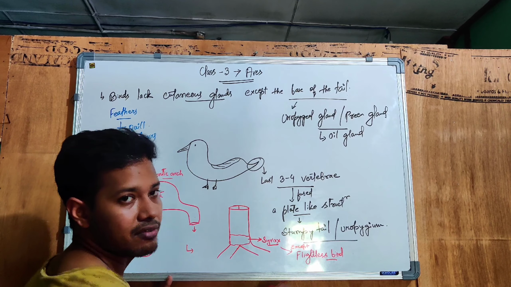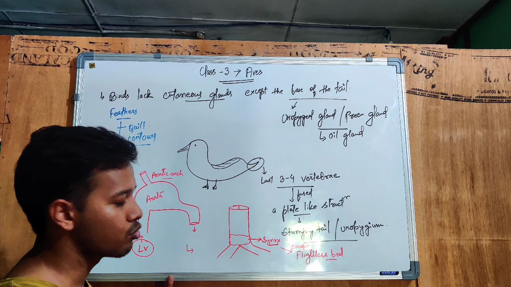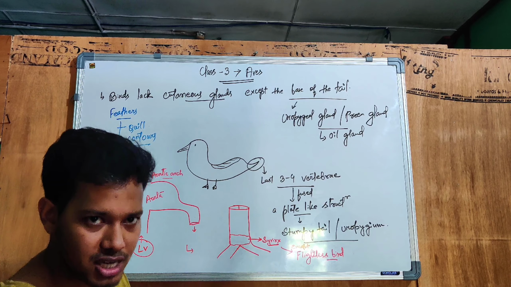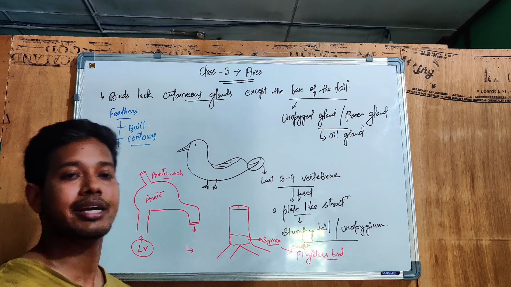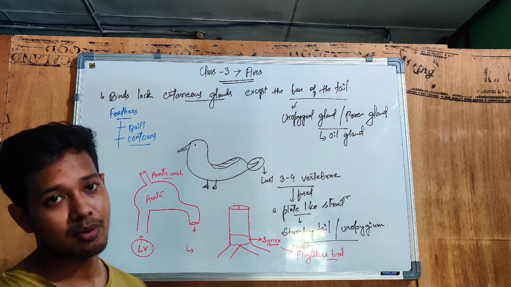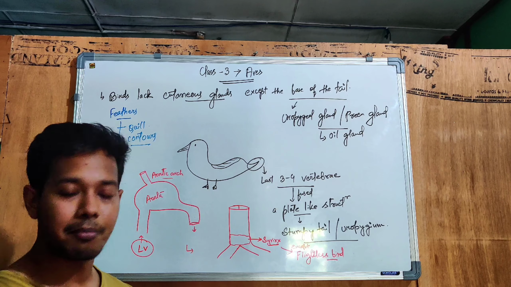Except whom? Except the flightless bird. So flightless birds are those birds which do not have syrinx. So all the birds have syrinx, exception flightless bird. Flightless bird में भी एक exception है, that is South American ostrich. South American ostrich is a flightless bird जिसमें syrinx है, बाकी flightless bird में नहीं है.